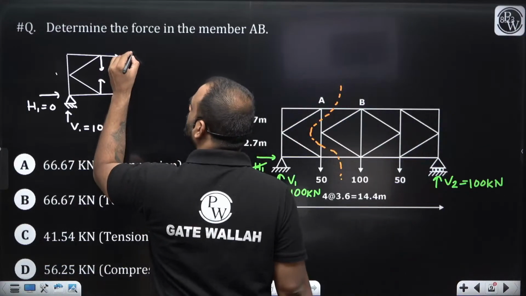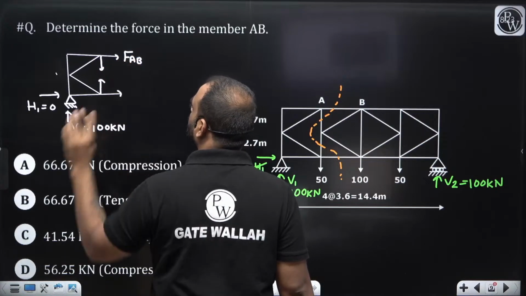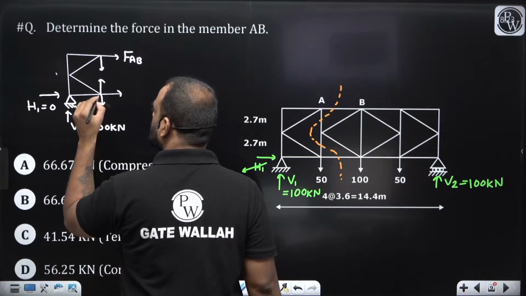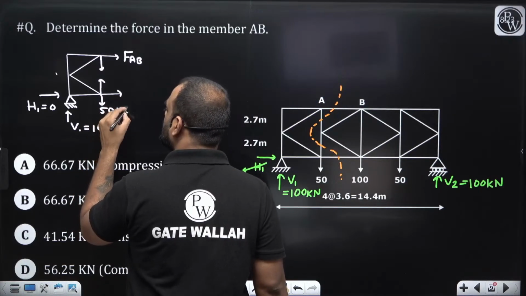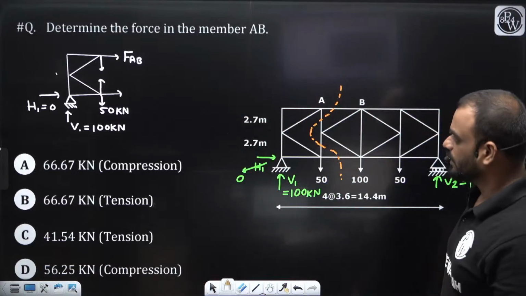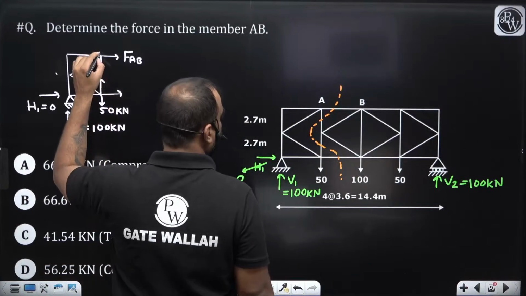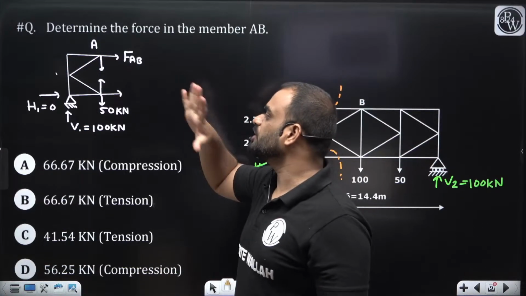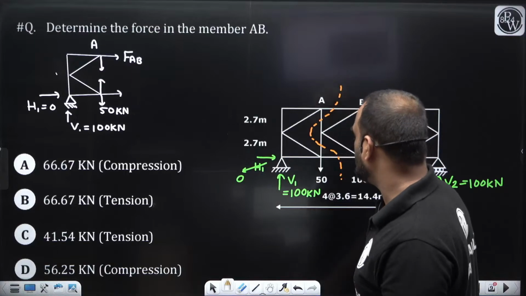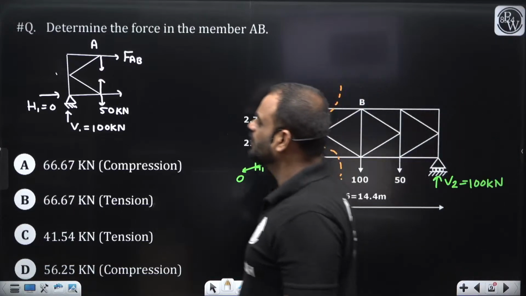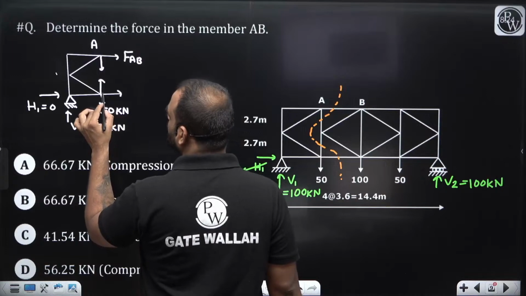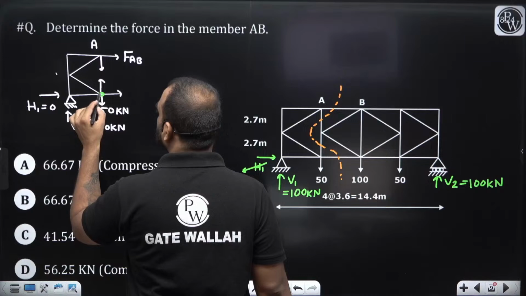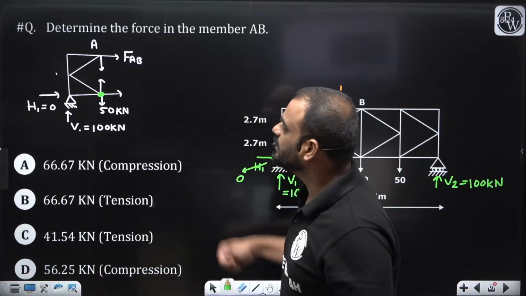Let us consider the force in this particular member is FAB, and there is one more load applied at this joint, which is 50 kilonewton. Any other thing? No, guys. Done. So at this particular point A, we need to find out the force in member AB. How can we do it, guys? It is very simple again. You can consider the moment about this particular point equal to 0.